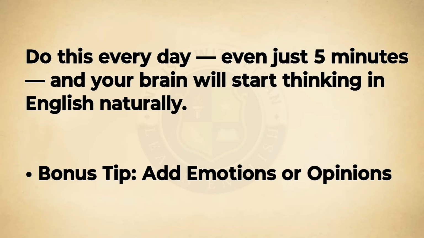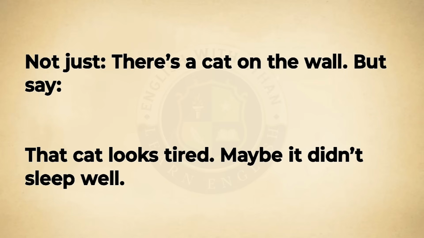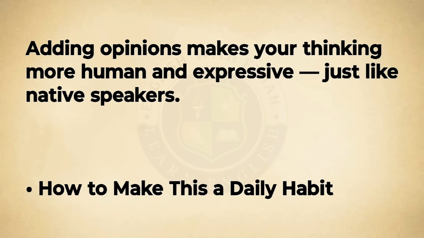Bonus tip. Add emotions or opinions. Once you can make simple sentences, try adding opinions or feelings. Not just, the chair is red, but say, I don't like this red chair, it looks old. Not just, there's a cat on the wall, but say, that cat looks tired. Maybe it didn't sleep well. Adding opinions makes your thinking more human and expressive, just like native speakers.